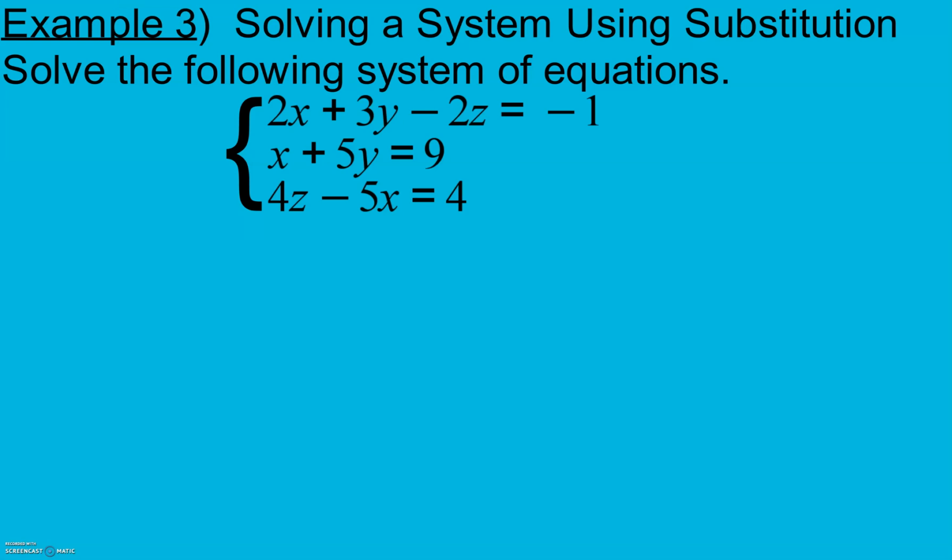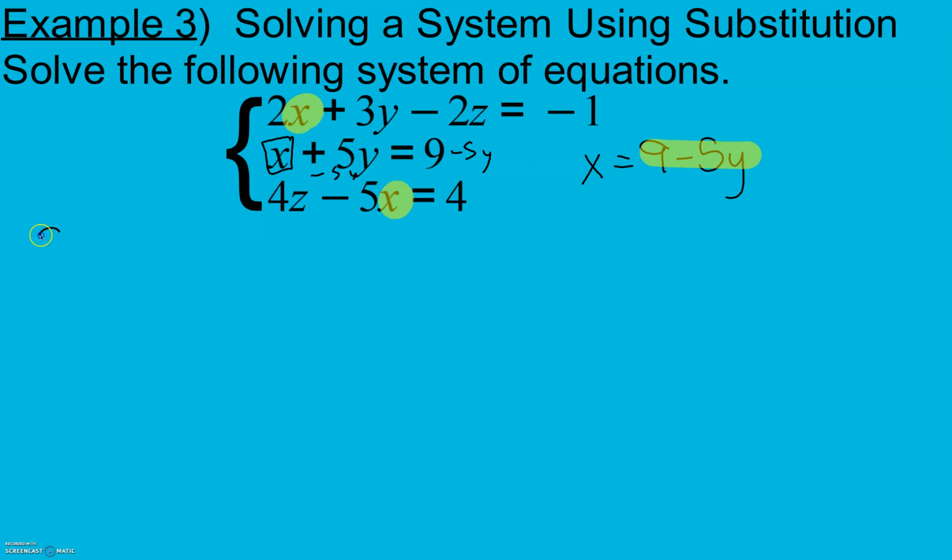And in order to do that, I need to rewrite one of my equations for a variable. So I'm going to solve for x here because I don't have to divide by anything. My coefficient's a 1. I'm going to subtract a 5y. So x equals 9 minus 5y. Now that I know what x equals, I substitute that into my other two equations. It has to be into the other equations, not into the original one that we solved here for x.